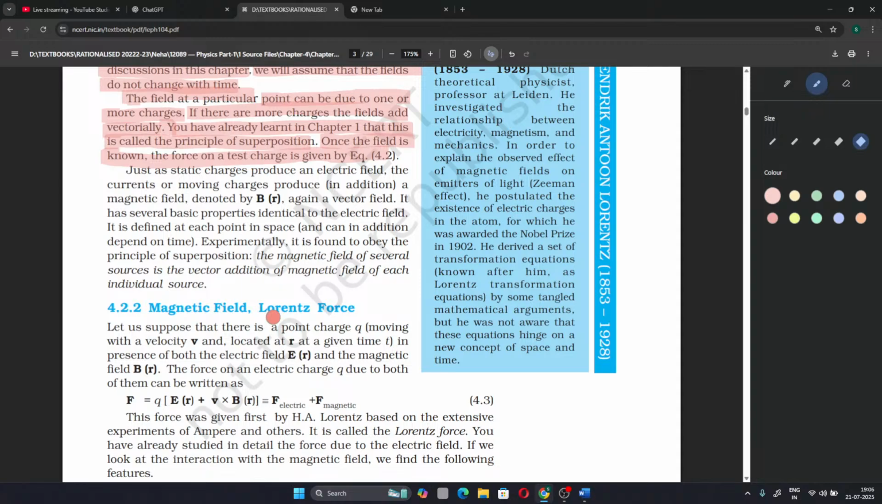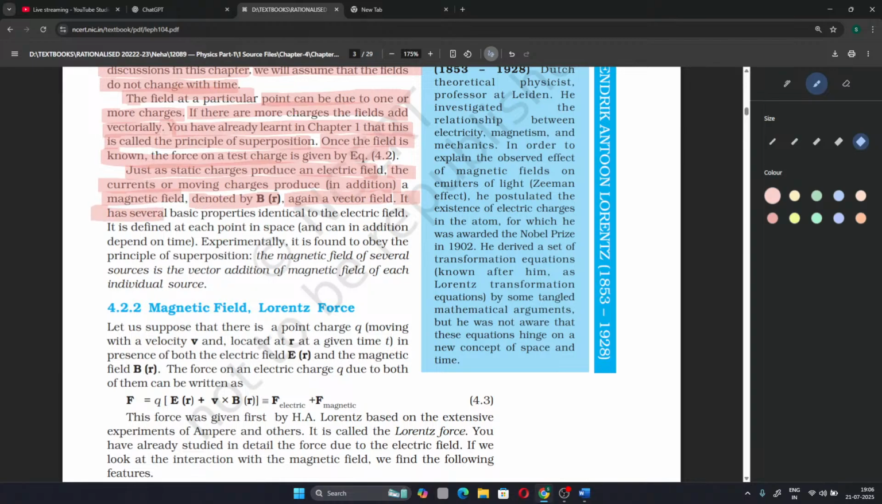If we know the field, we can multiply it with the charge and you will get the force. Just as static charges produce an electric field, currents or moving charges produce in addition a magnetic field. When the charge is actually moving, it will produce a magnetic field. This is denoted by capital B. Again, a vector field. This is also a vector quantity.